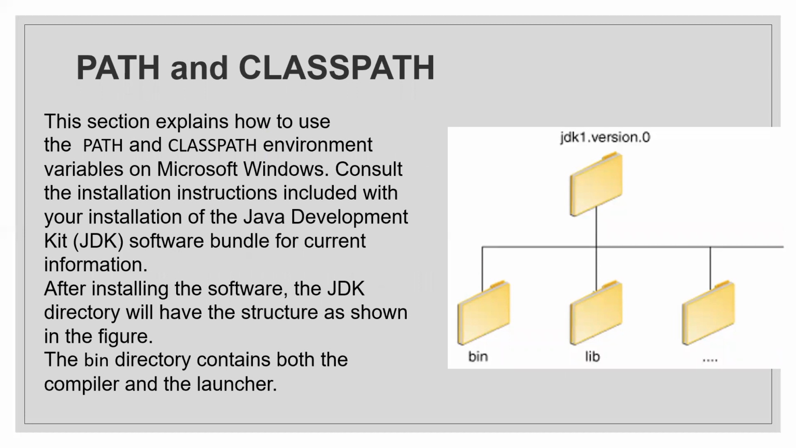First of all, you must know what the path and classpath are. As you see, this is JDK version 1.0. This is a figure which shows the location of your javac file. This section explains how to use the path and classpath environment variables on Microsoft Windows. Consult the installation instructions included with your installation of the Java Development Kit software bundle for current information, because whatever you download as the latest version of JDK will be your path.